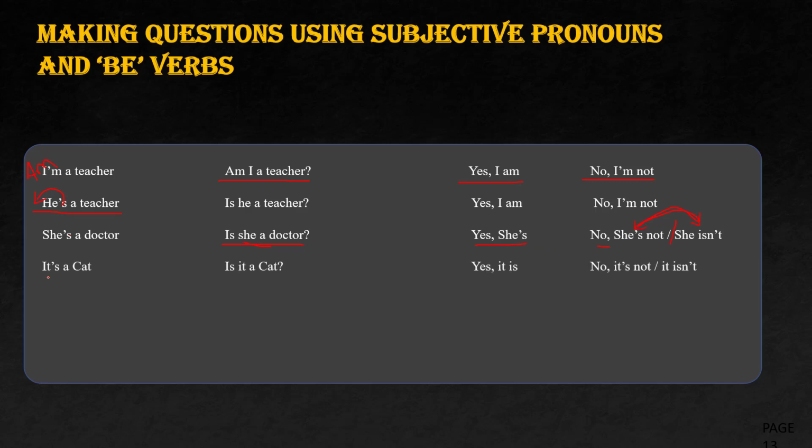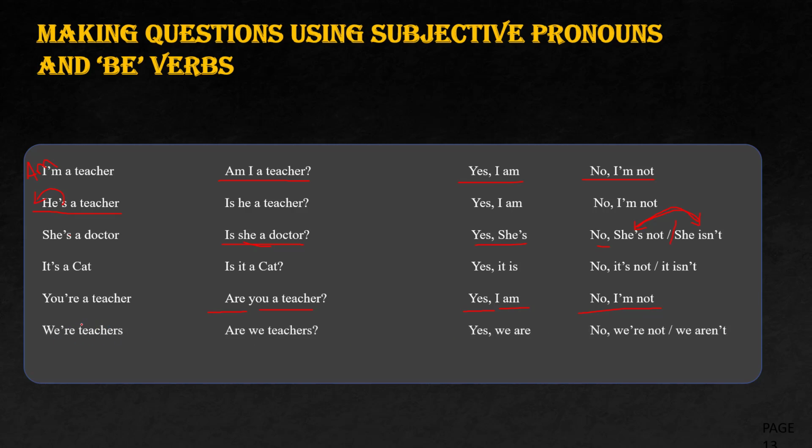Okay. Similarly, it's a cat. It becomes is it a cat? Right? If it is, yes, it is. If it is not, no, it's not. Or else, no, it isn't. Okay? Now, you are a teacher. It becomes, are you a teacher? Then, if yes, yes, I am. If not, no, I'm not.